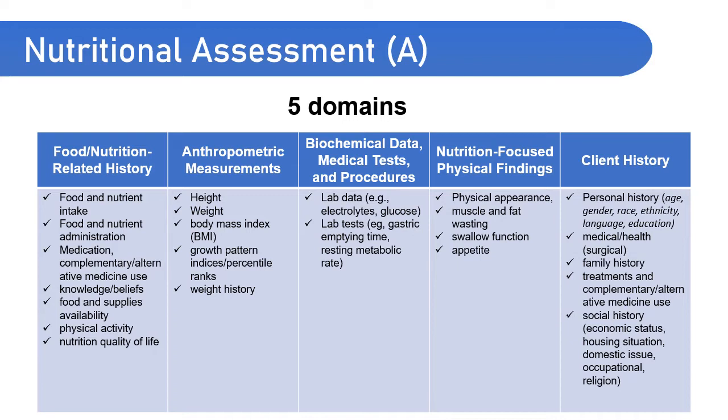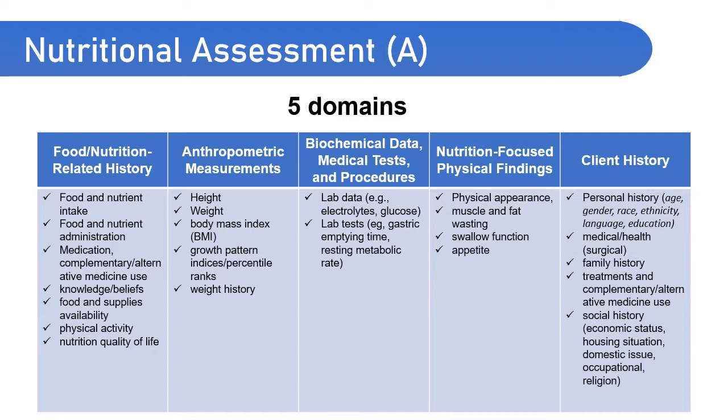The items that we have to consider when we evaluate the food or nutrition related history include food and nutrient intake, food and nutrient administration, medication, complementary and alternative medicine use, knowledge and belief, food and supply availability, physical activity of the patients, and also nutrition quality of life.